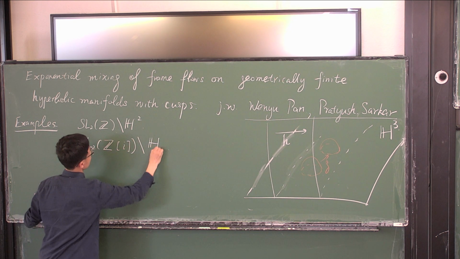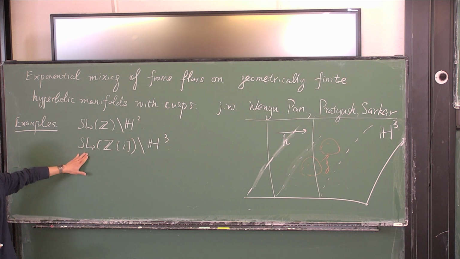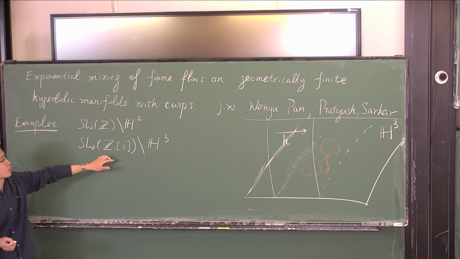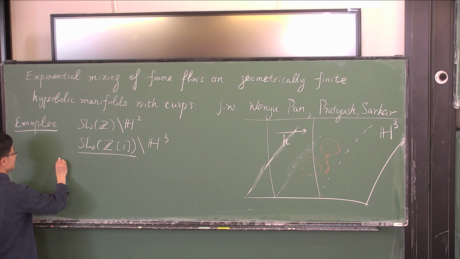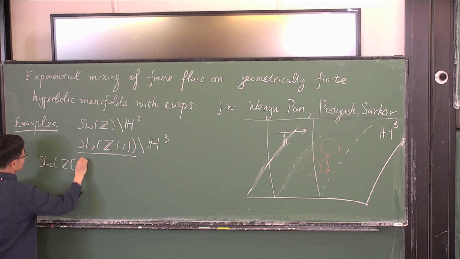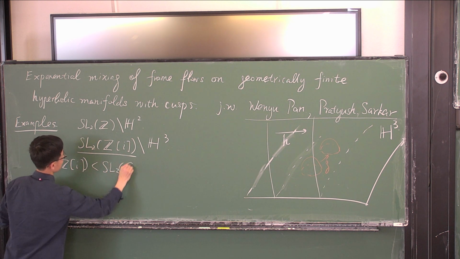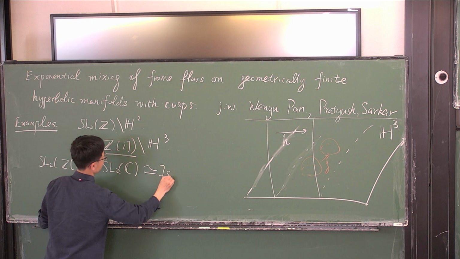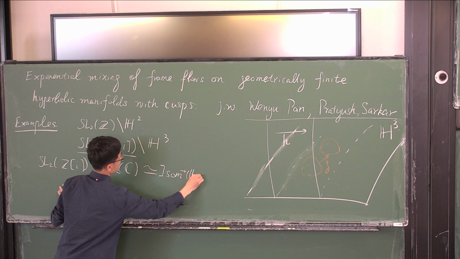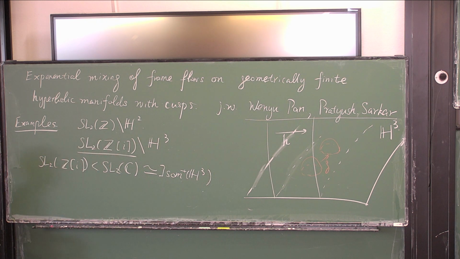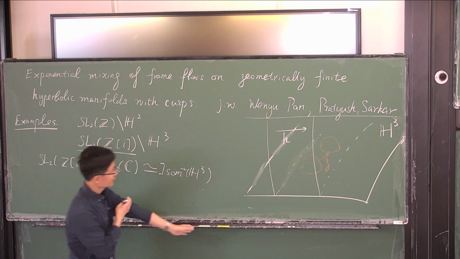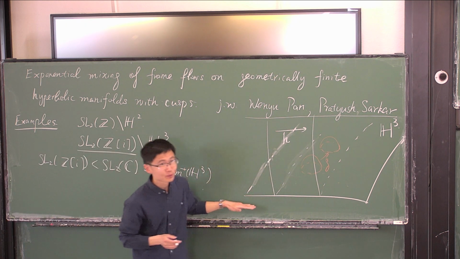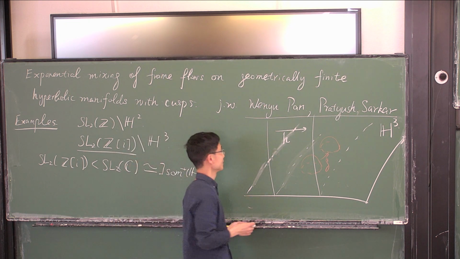Consider H3. The group of 2x2 matrices with coefficients in Z[i]. And this group should be understood as a subgroup inside here, SL2(R). This is a subgroup inside SL2(C), which is the isometry group of H3. So these are classical examples coming from the finite volume case. But here, I want to give an example of the infinite volume case, which is new, like in our theorem.